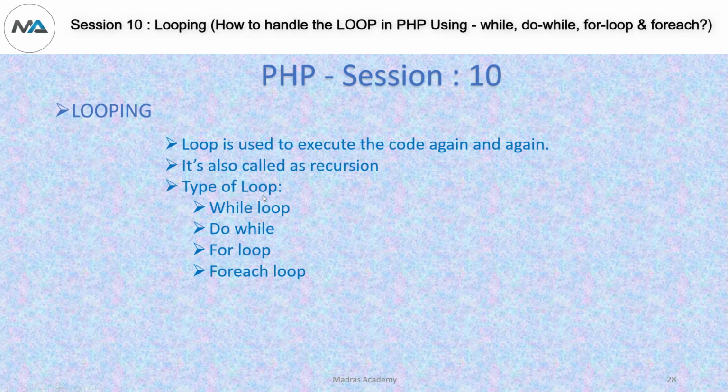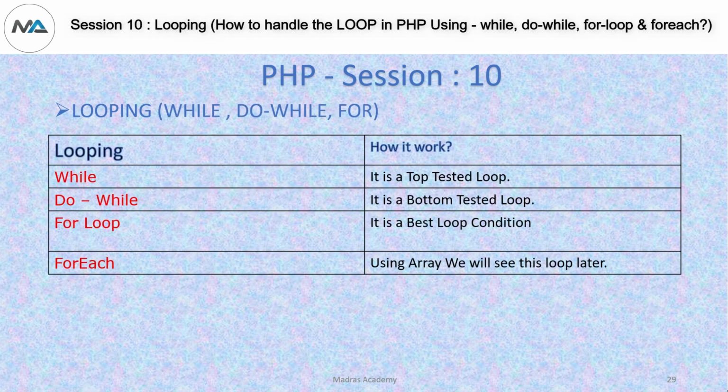Types of loop: while loop, do while, for loop, and for each. We have four types of loop, and here is how the loop will execute. While loop is a top tested loop. First it will check the condition, then it executes the loop. Do while is a bottom tested loop. Whether the condition is true or false, the code will execute at least once. That is do while.